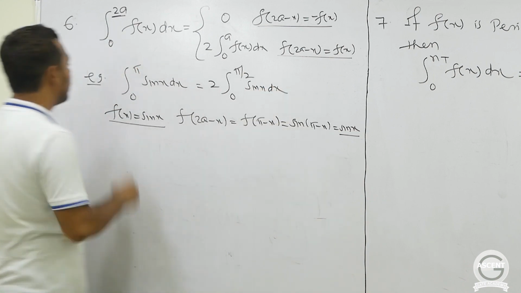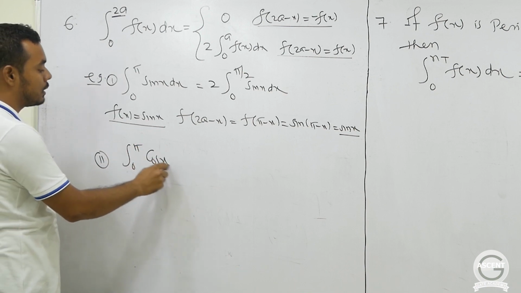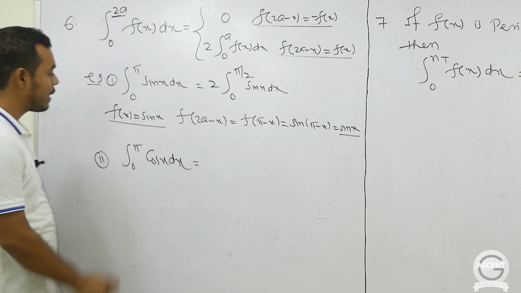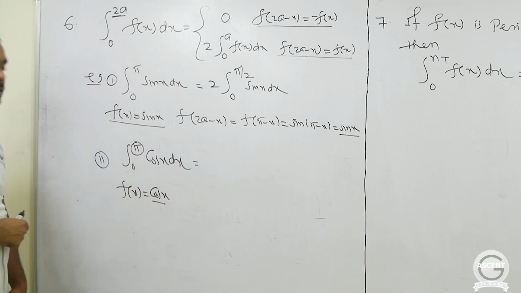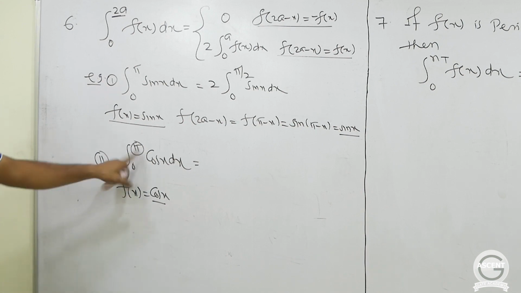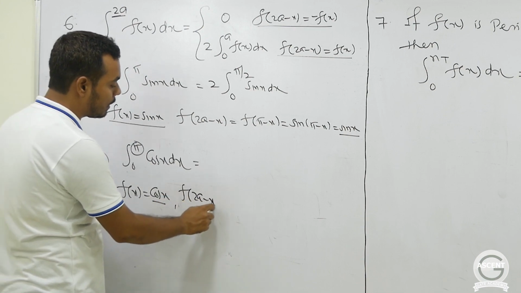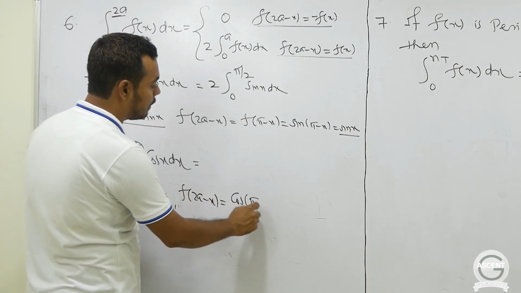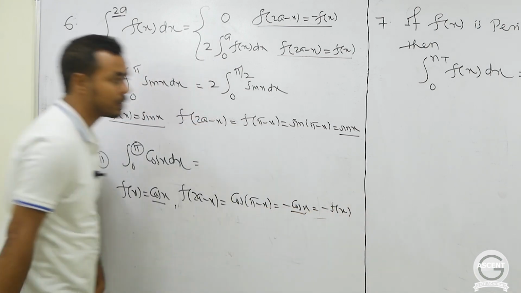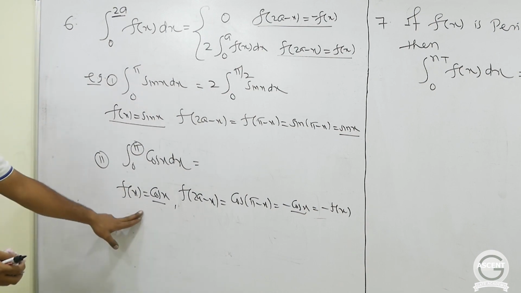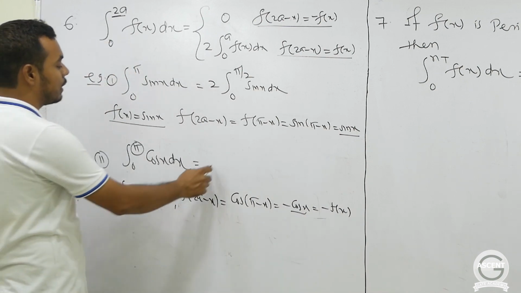sin x dx. Okay, and suppose you had this integral, say 0 to pi of cos x dx. Here f(x) is cos x, and in place of 2a you now have this number pi. So we can write f(2a - x) as cos(pi - x), which is -cos x, and this is nothing but -f(x). So for this particular function cos x, f(2a - x) is -f(x), and therefore the value of this integral will be 0.